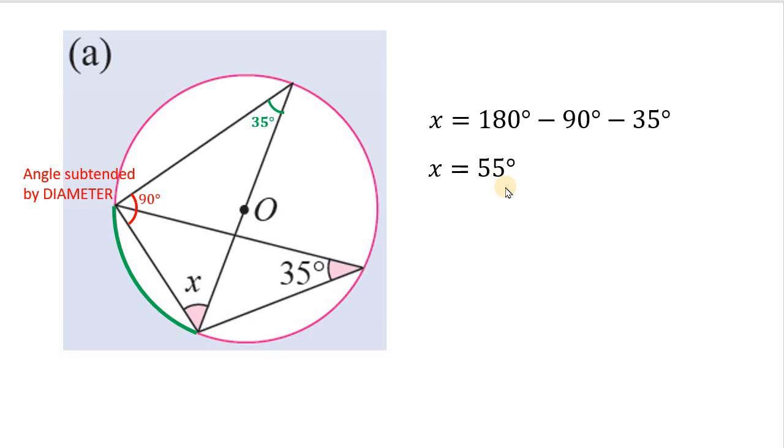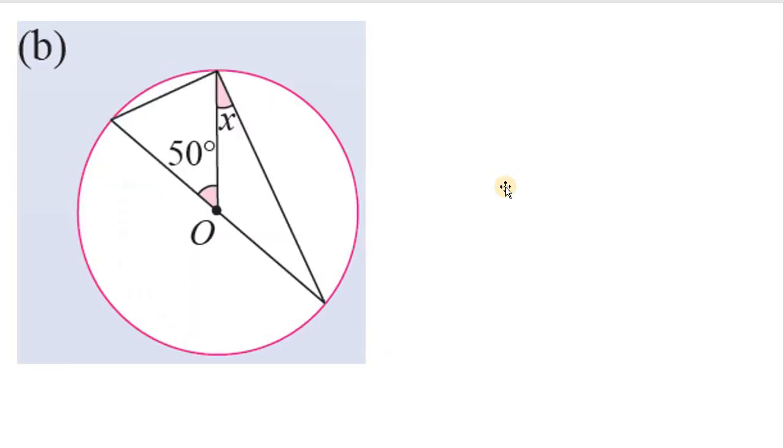This is 1a. Next we are going to see 1b. Again, it is easy to identify the angle subtended by the diameter here. That is 90 degrees. From here, we see that x is one part of the 90 degrees, so we need to find the other part here so we can calculate the value of x.